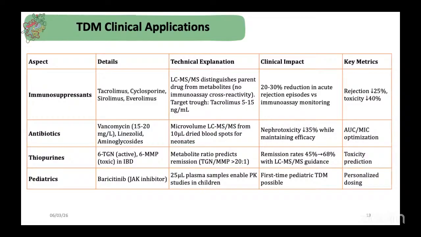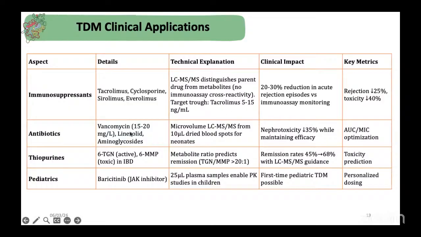And based on the concentration of the immunosuppressant, the drug or the metabolites are used for the cross-reactivity assay. As you can find, tacrolimus is routinely monitored, and 5 to 50 nanogram per ml is easily detected to prevent cross-reactivity. A 20 to 30% reduction in acute rejection has been achieved versus immunoassay monitoring. And after the tacrolimus drug has been successfully monitored, the kidney toxicity has reduced by 25 to 40%.